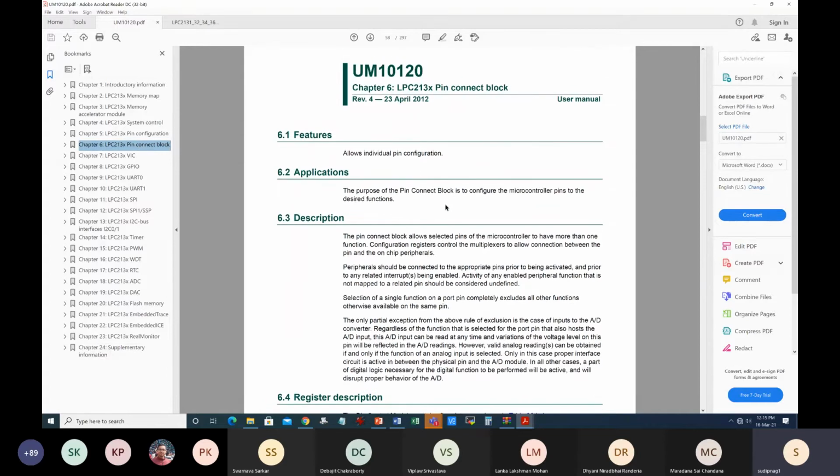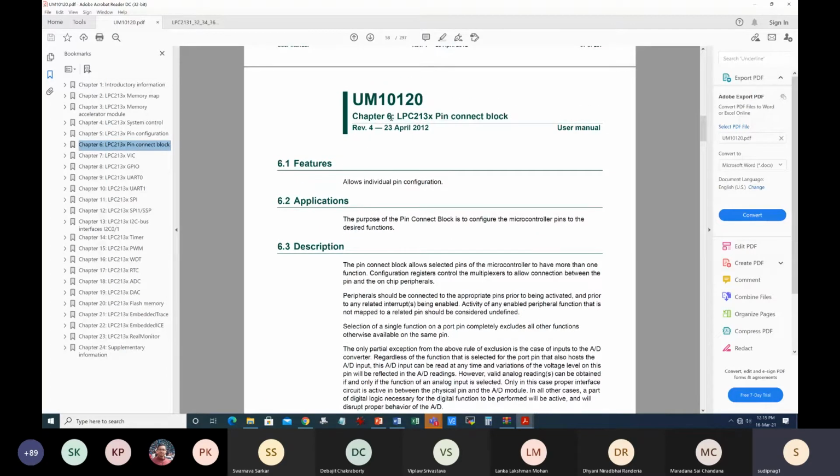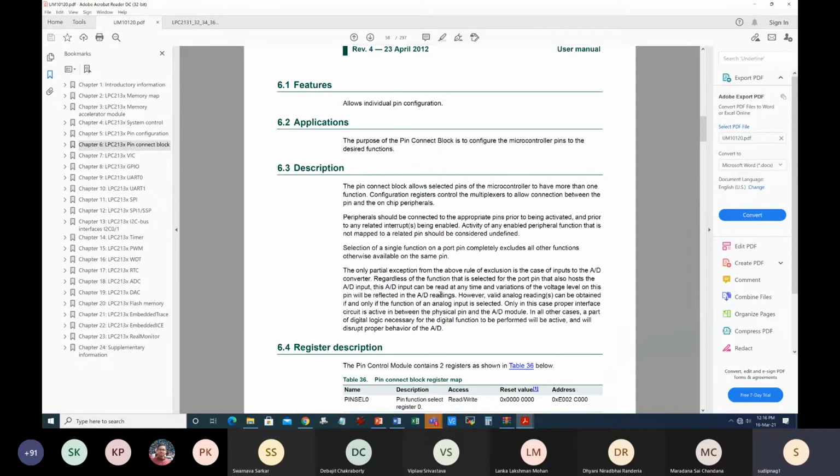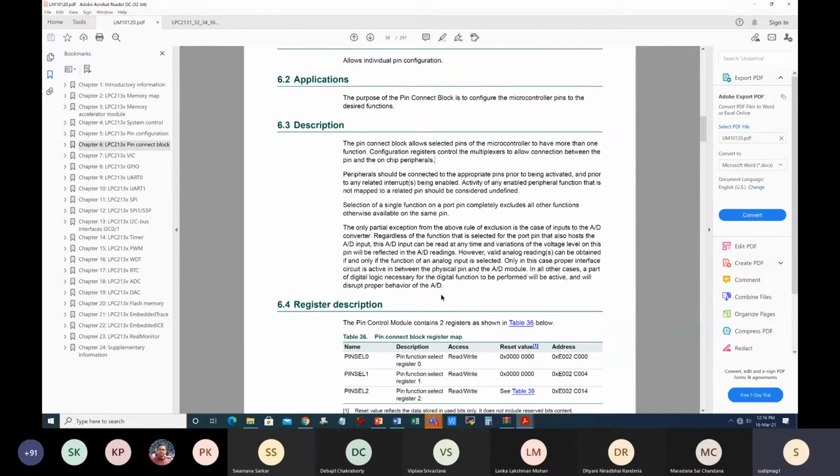This pin connect block is one of the chapters in this particular user manual. And you should understand how to read such a long document. You have to overview certain parts and focus on specific portions of every chapter that deal with more importance. So we'll not read line by line. You can do that separately, but that's not recommended all the time once you become an expert. Once you are studying it for the first time, obviously you must read each and every thing that has been stated over here. But I'll go straight ahead.